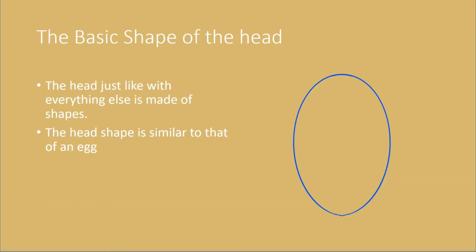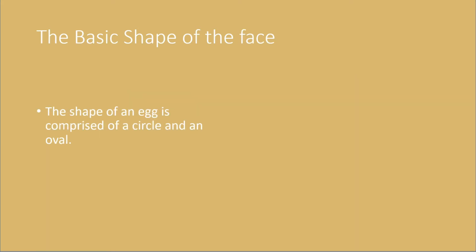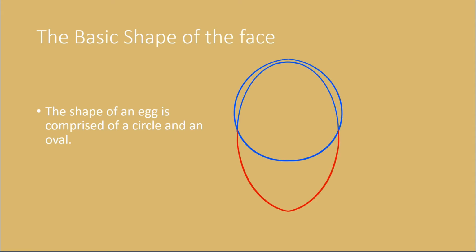So the basic shape of the head, just like with everything else, is made up of shapes. And the head shape is similar to that of an egg. The shape of an egg is comprised of a circle and an oval. And here I have an illustration showing that I first started out with drawing out the circle, and then within the circle I drew an oval, and then once those points meet, I had now created an egg, and I can also just erase the outer parts of the circle to finish out the rest of the shape of the head.